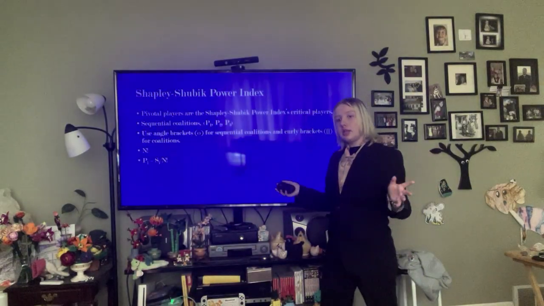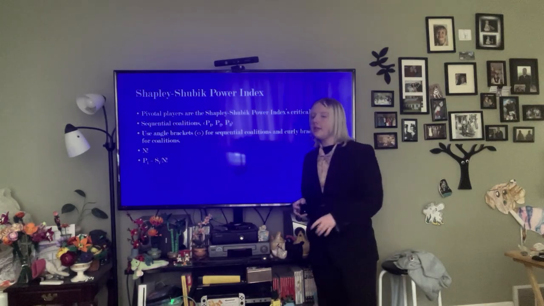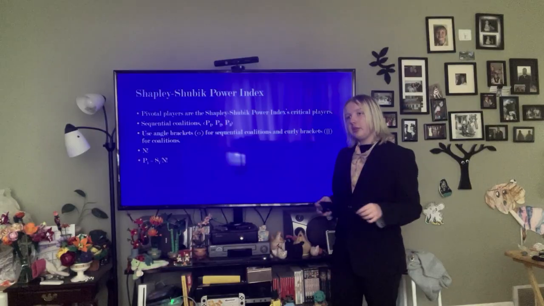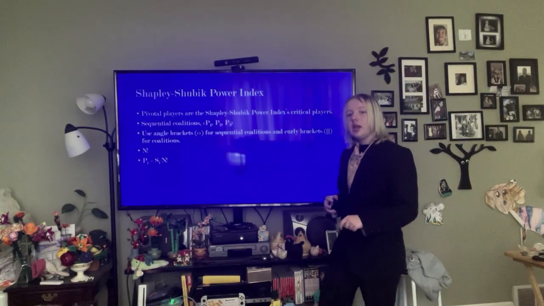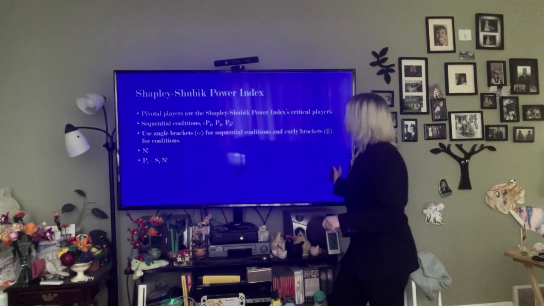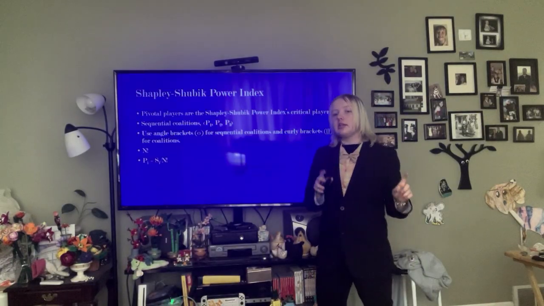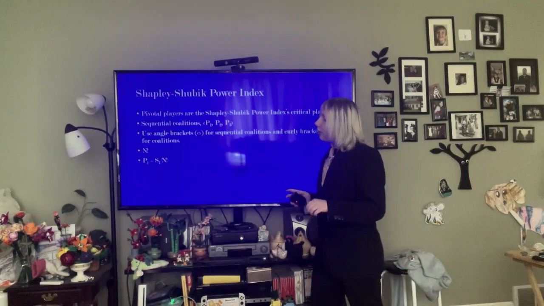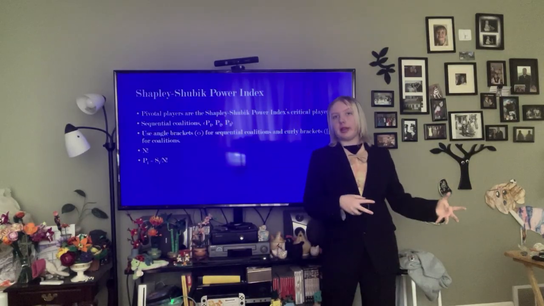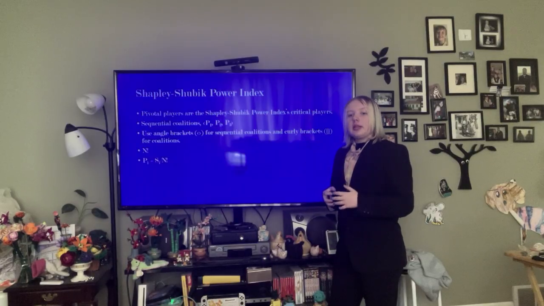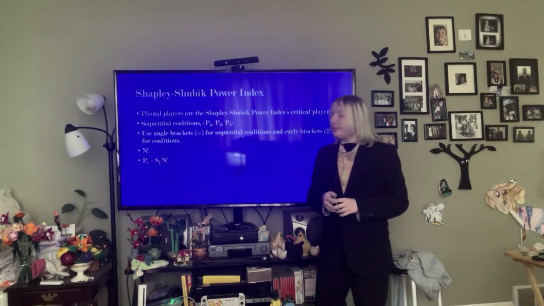Next is the Shapley-Shubik Power Index. Big mouthful to say, but very fun. Would recommend. The Shapley-Shubik Power Index uses pivotal players instead of critical players. The difference between pivotal players and critical players is that pivotal players are when you add a player to a group, it becomes a winning group instead of a losing group.